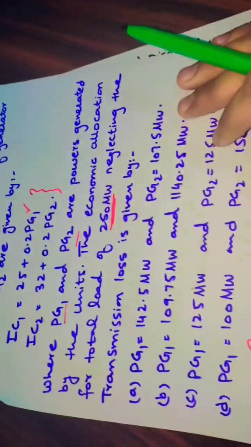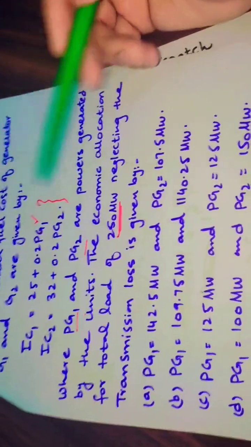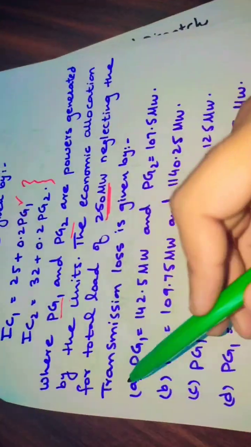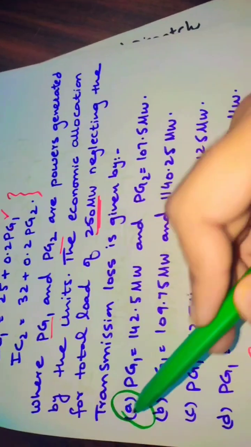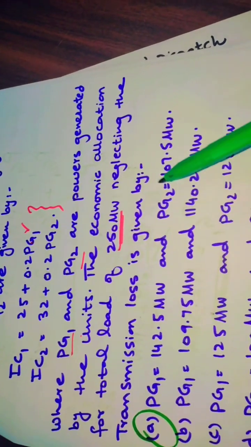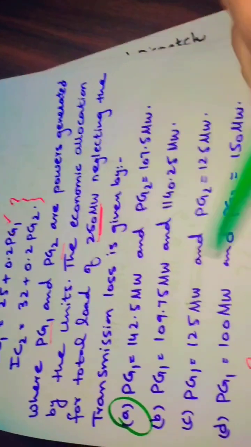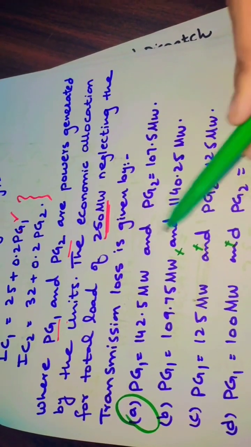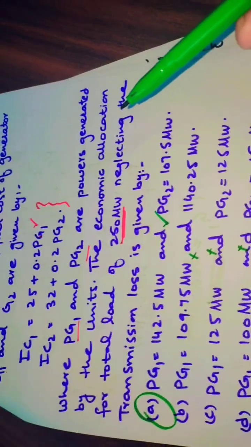Now look at the numerical again. You are supposed to select the one correct option from all these options by analyzing this problem. So option A is the correct option for this problem: Pg1 is 142.5 and Pg2 is 107.5. All the other options are incorrect. Option A is the correct option for this question.